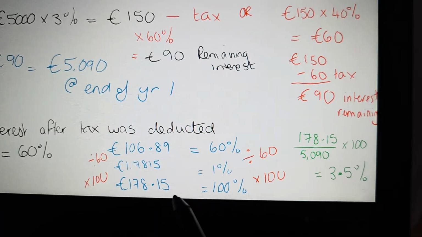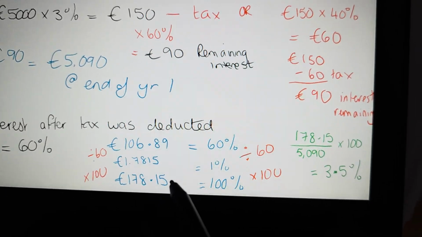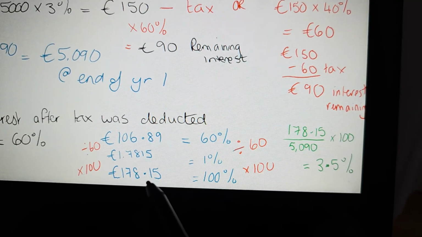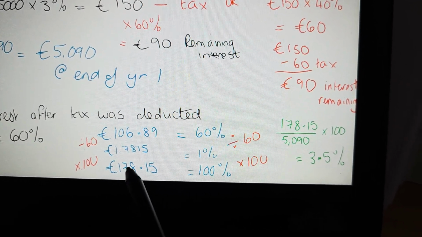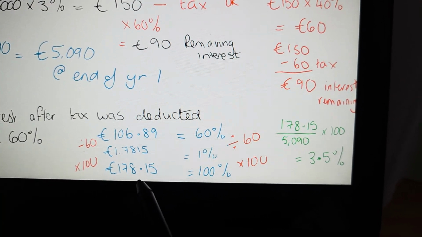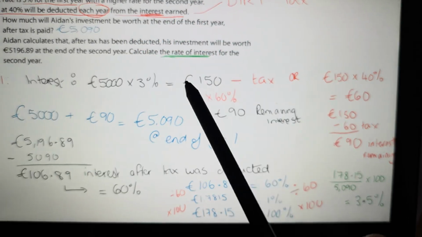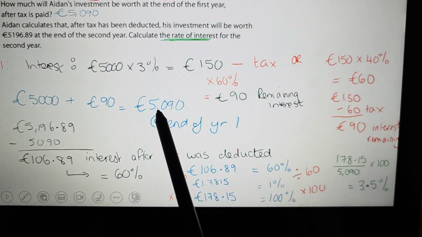I now want to express the interest amount as a percentage of the investment amount at the start of year 2, because we have to do it separately for year 2. So this is the interest amount. I want to express that as a percentage of the amount he invested at the start of year 2. The amount he invested at the start of year 2 was what he ended up with at the end of year 1. So that's €5,090.